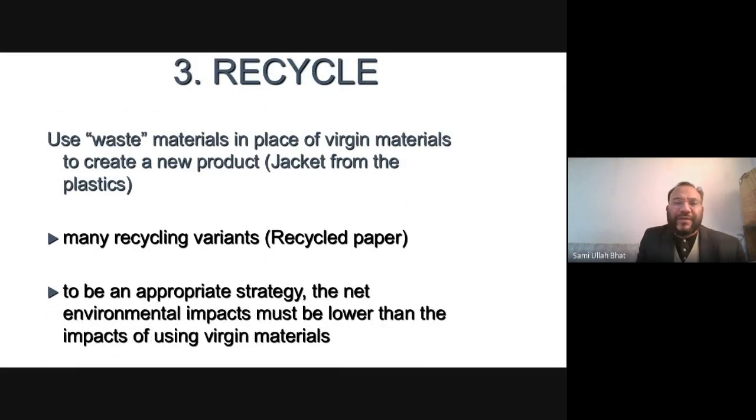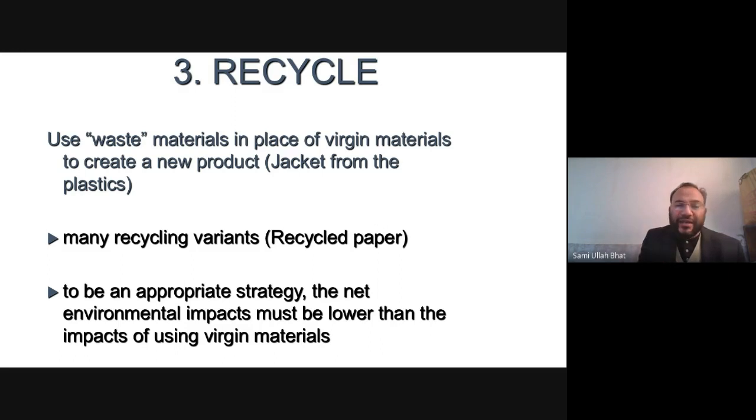And the third one is using waste materials in place of a virgin material to create a new product. For example, there are jackets coming in the market right now that are made from plastics. How many of us would be willing to take a jacket that has been made from plastics? So instead of putting pressure on the virgin resources, this is the choice that we need to make.